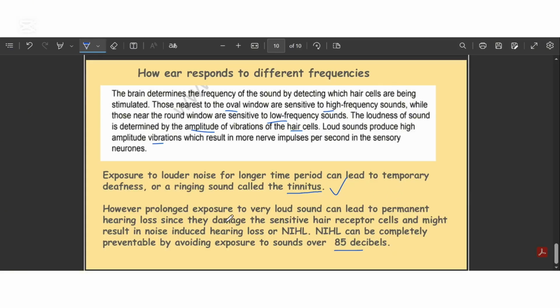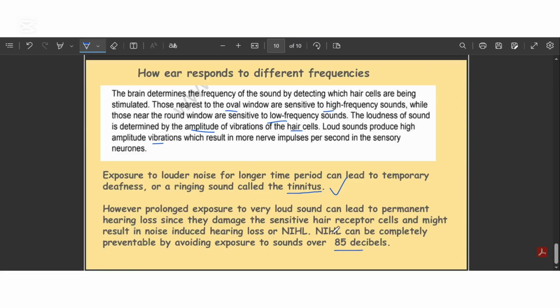The hair cells are the main part here because, if the hair cells are damaged due to very loud sounds, since they're very sensitive, then there are no hair cells, which means that sound vibrations are not converted into electrical impulses. So no impulses are being sent to the brain, and the brain does not know of the sound. Hence, it can lead to permanent hearing loss.